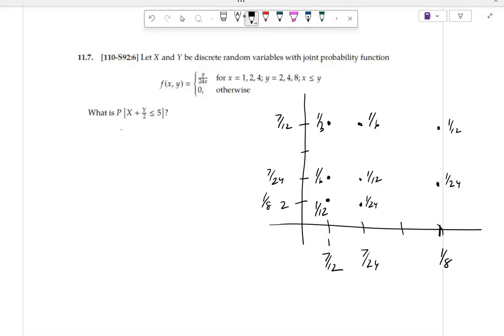So I will know this will be 7/12 plus something, right? Because I can use any of the ones associated with 1. How about if I go over to 2? What can I use?